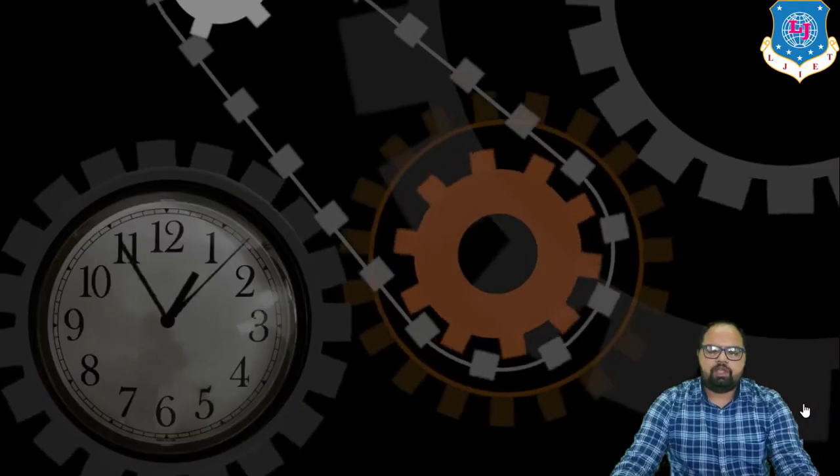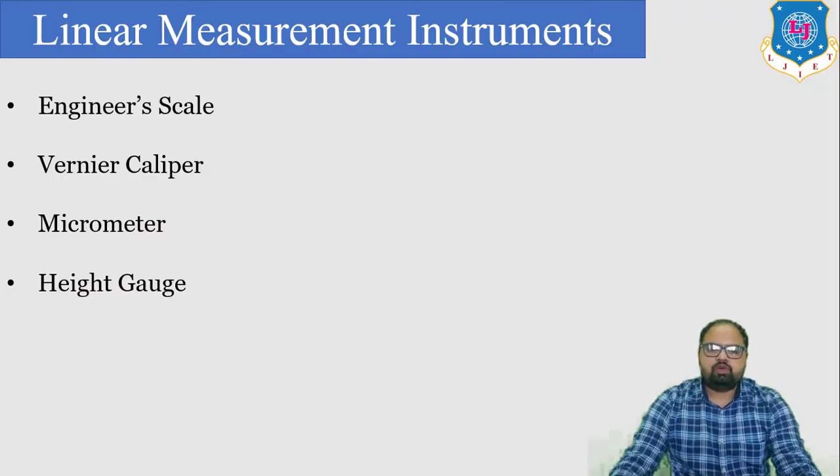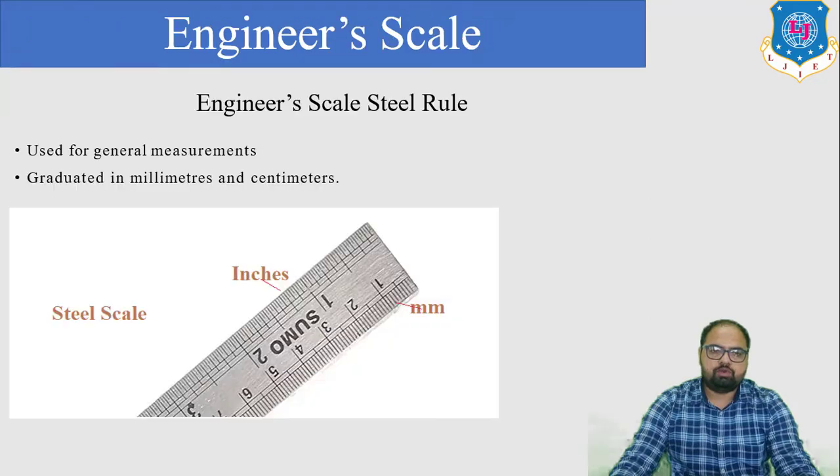Hello everyone. Our today's topic is linear measuring instruments. For linear measurement, the engineer scale, vernier caliper, micrometer, and height gauge are all used. Let's discuss the instruments one by one. First is the engineer scale.